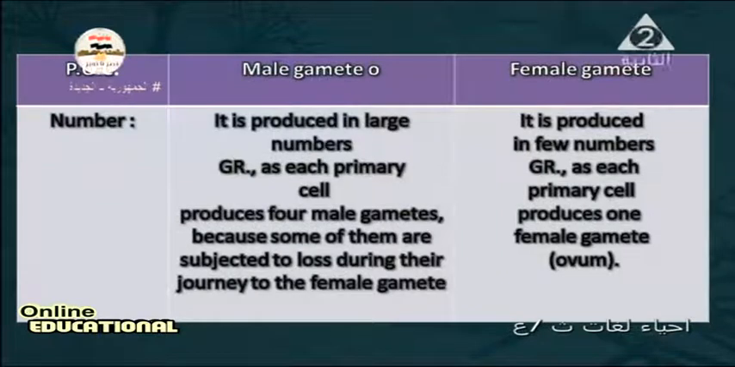Male gametes and female gametes. Male gametes are produced in large numbers to compensate for their loss, because some of them are subject to loss during their journey to the female gametes. While female gametes are produced in few numbers, as each primary cell produces one female gamete.